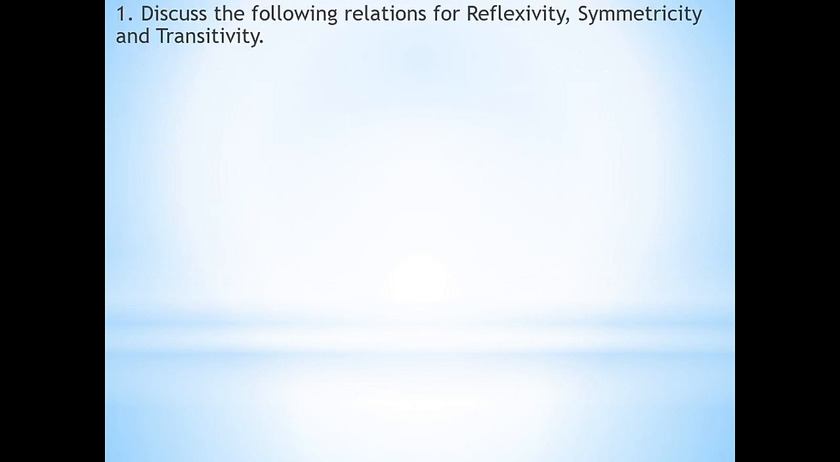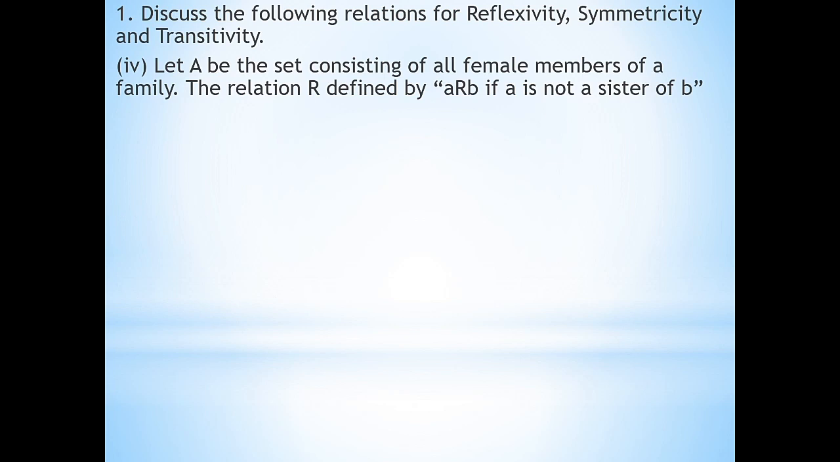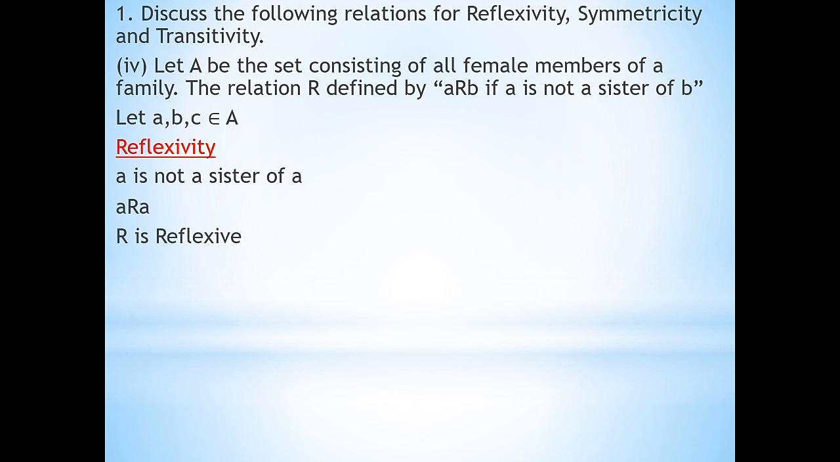Now coming to the fourth subdivision, same thing, but we have to take only the female members of the family, not all the members, and we have to check the same conditions. The first one, we'll take A, B, C. Now reflexivity. The first condition is A is not a sister to A. All members in a family are not sisters to themselves. So A is not a sister to A, so A is related to A, it is reflexive.